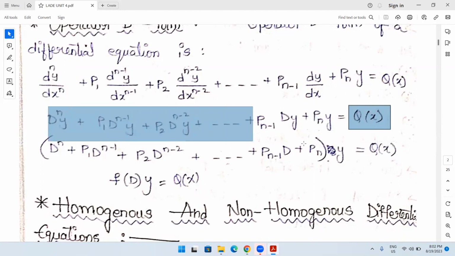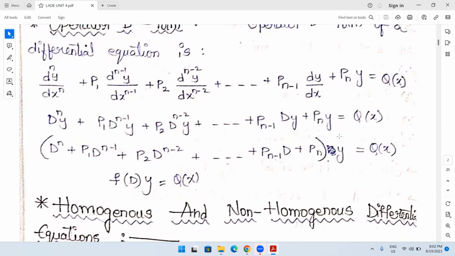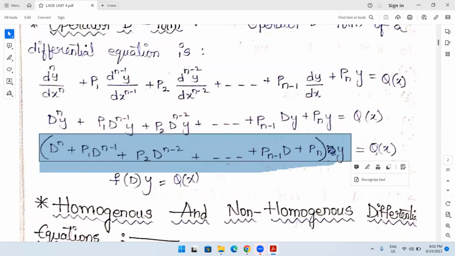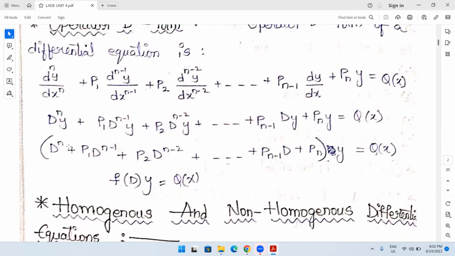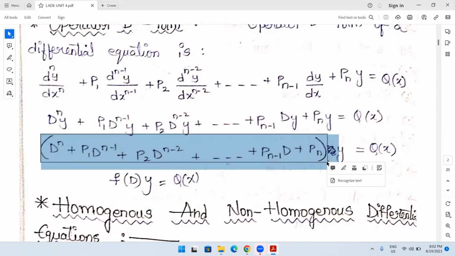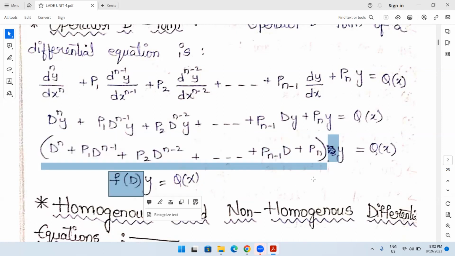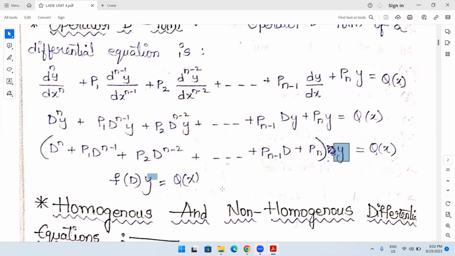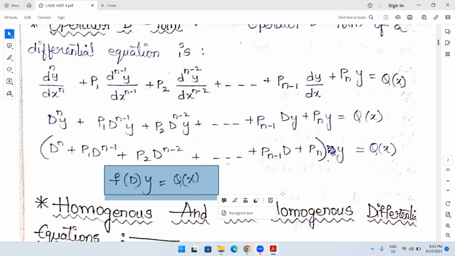In all these terms, what is the common thing? y is common, so I take y common. What do we get? D power n plus p1 into D power n minus 1 plus p2 into D power n minus 2, and so on up to pn, and then y. The expression in the bracket is nothing but a polynomial in D, so I take the complete expression as f of D. Then y as it is, equals Q of x as it is. So f of D y equals Q of x.